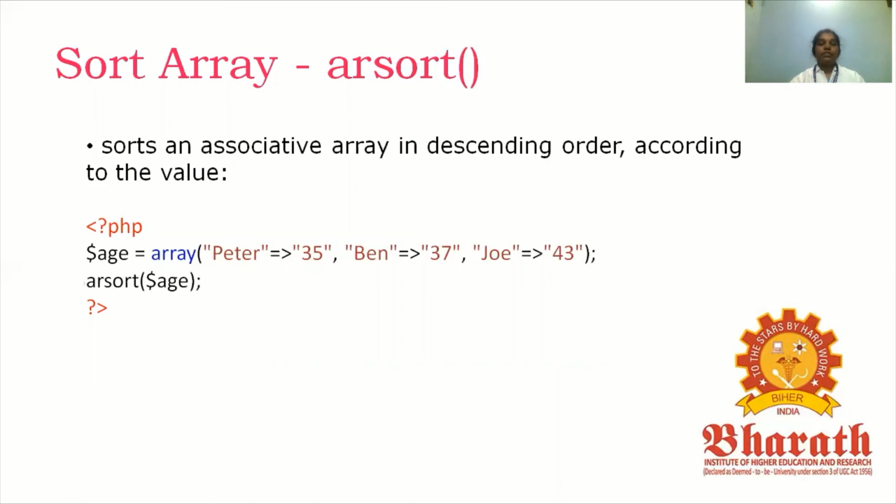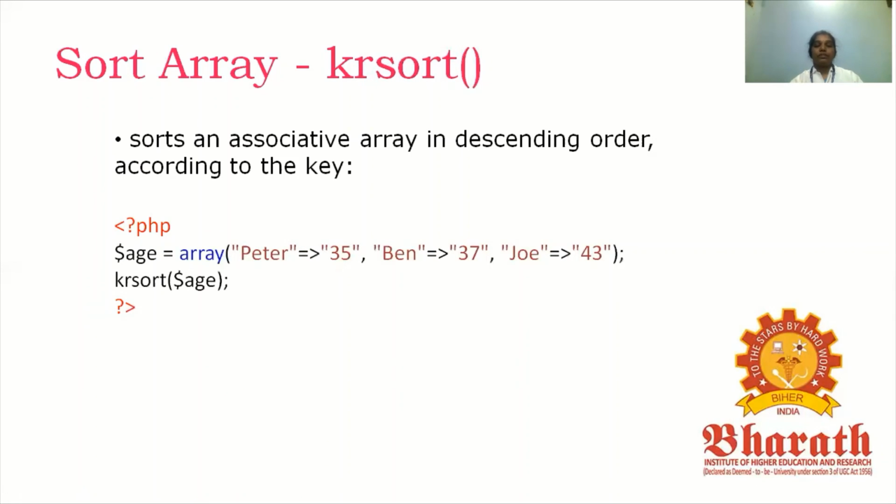And the next function is arsort. What is the use of arsort? It sorts an associative array in descending order according to the value. See the array, which contains three elements. It arranges according to the value and displays in reverse order. First it displays Joe 43, then Ben 37, then Peter 35. Like that, it displays the result.